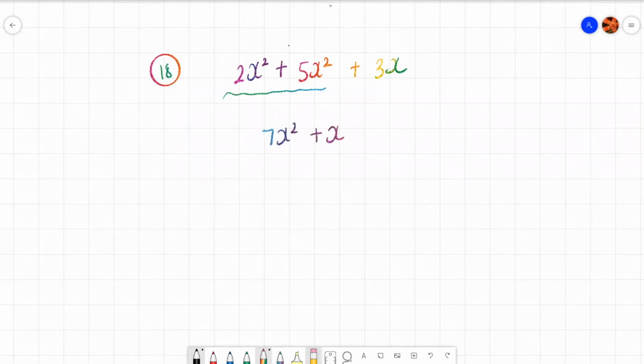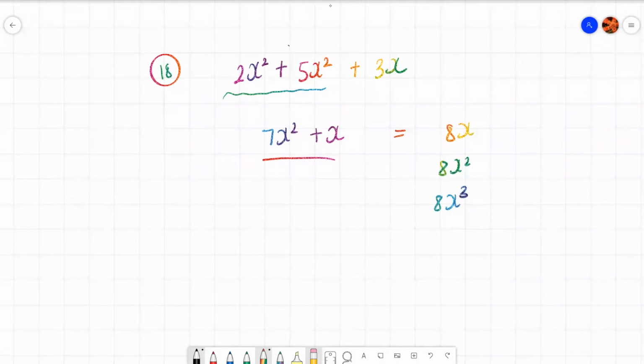plus x. Sometimes people in the exams make a mistake of adding this together. Some people might write 8x, some people might write 8x squared. Actually, some people even go on to making the mistake of writing this as 8x cubed. They are all wrong. You cannot add them together because they are not the same. If you do make this mistake, the answer is incorrect and you do not get the full mark.